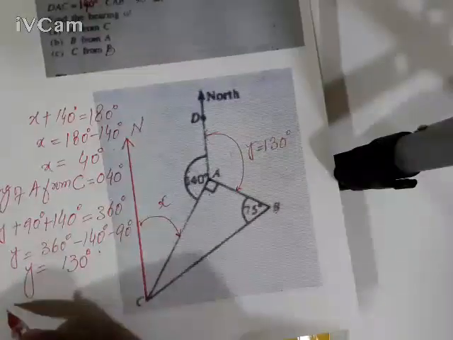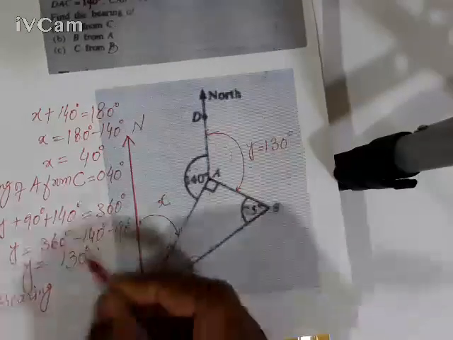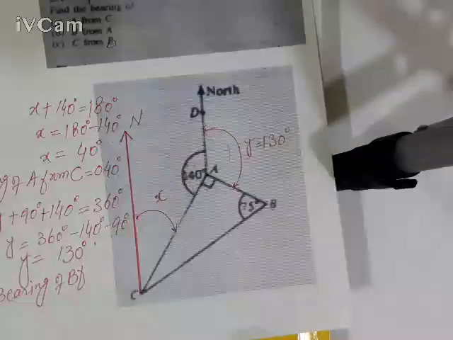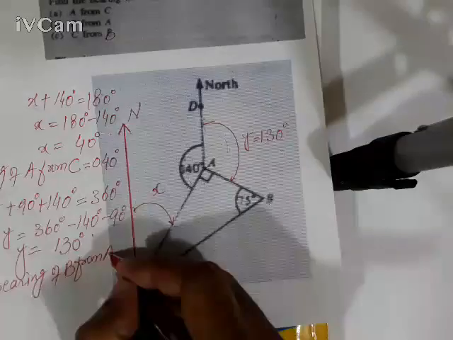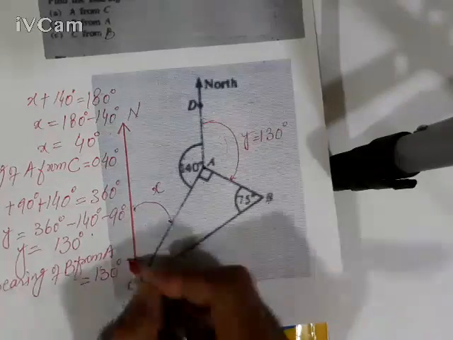So the bearing of B from A is equal to 130 degrees.